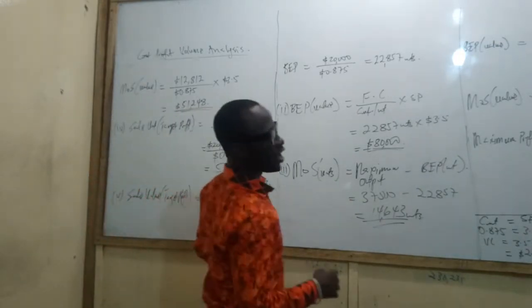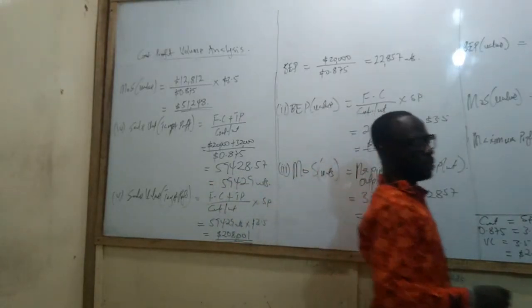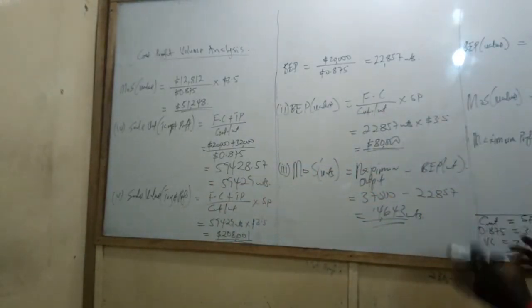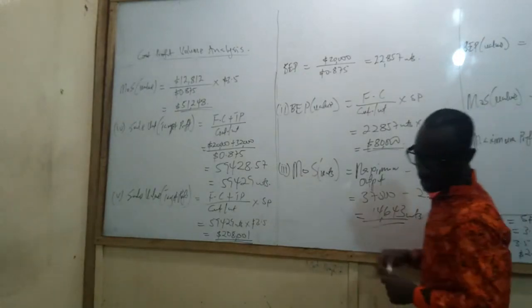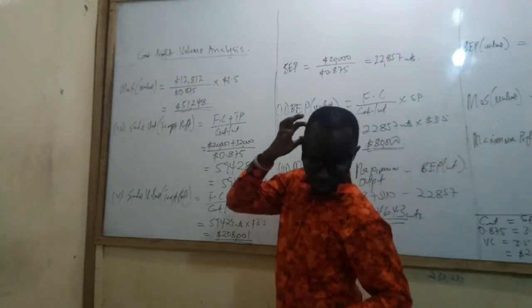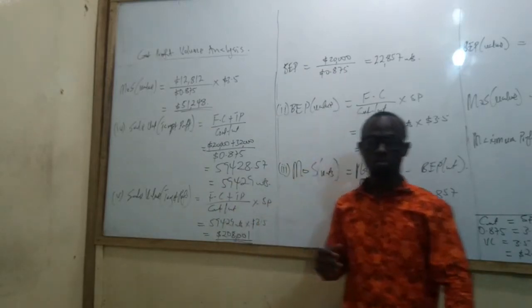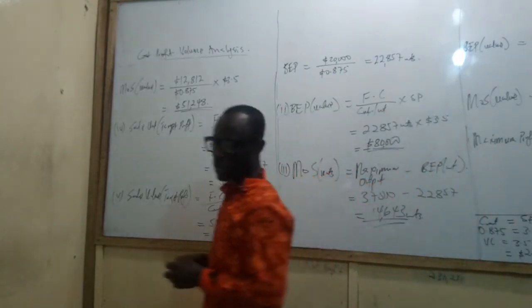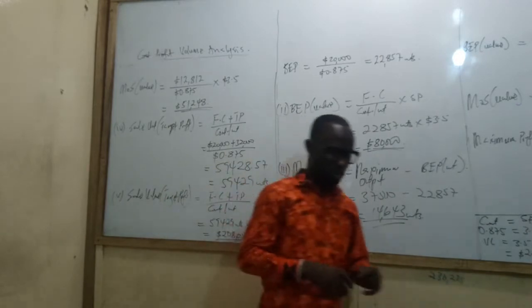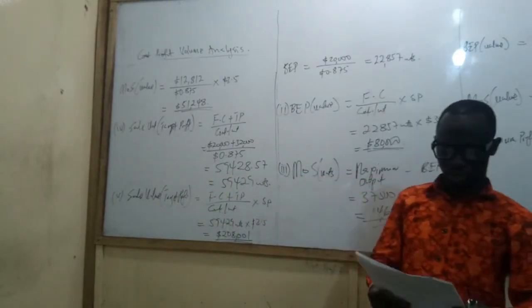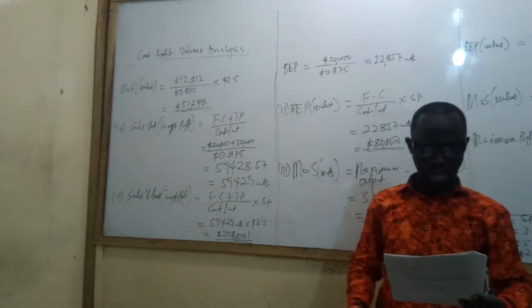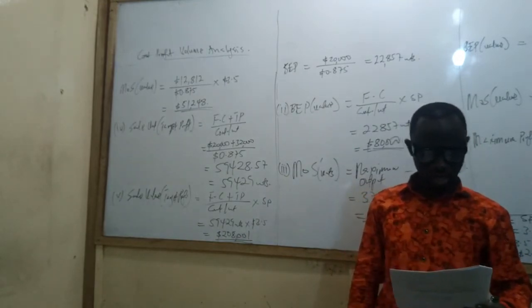So these are what you have to understand about the calculation of break-even analysis. So put it down, and then let's look at a question you have in your book there. When we are producing two or more products, how do we calculate it?